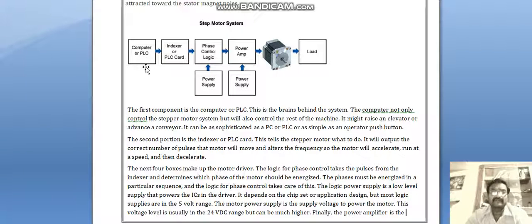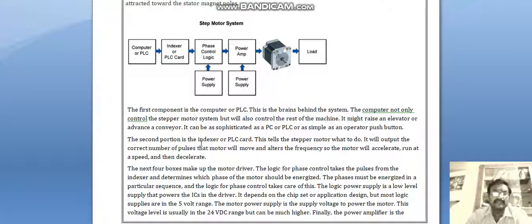The first component is the computer or PLC. This is the brain behind the system. Everything is controlled by the PLC or computer. The computer not only controls the stepper motor system, but will also control the rest of the machines. The other things we connect to the computer are also controlled by it, and the stepper motor is also controlled by the computer. It might raise an elevator or advance a conveyor. It can be as sophisticated as a PC or PLC, or as simple as an operator push button.